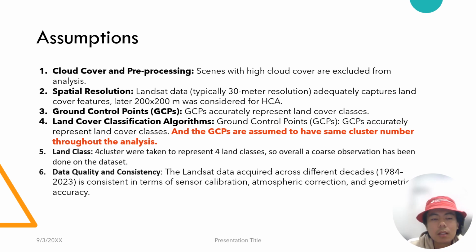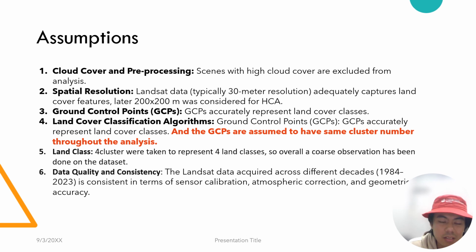The assumptions we made to do our Landsat clustering. First, the cloud cover and pre-processing. We exclude the scenes or images with high cloud cover before the analysis, because we need the information of surface reflectance. Therefore, we need the minimum amount or zero cloud cover.